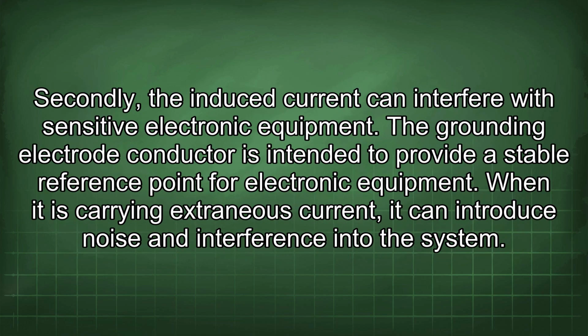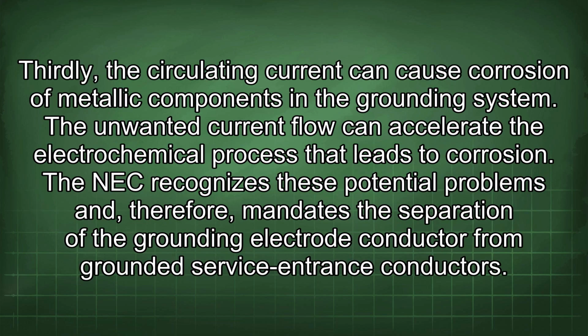Secondly, the induced current can interfere with sensitive electronic equipment. The grounding electrode conductor is intended to provide a stable reference point for electronic equipment. When it is carrying extraneous current, it can introduce noise and interference into the system. Thirdly, the circulating current can cause corrosion of metallic components in the grounding system. The unwanted current flow can accelerate the electrochemical process that leads to corrosion.